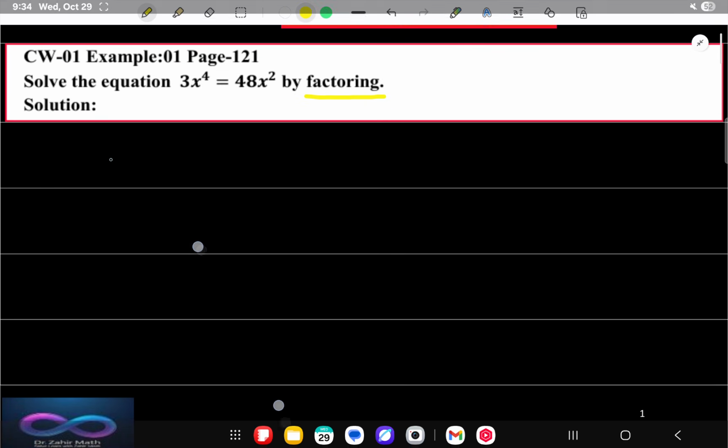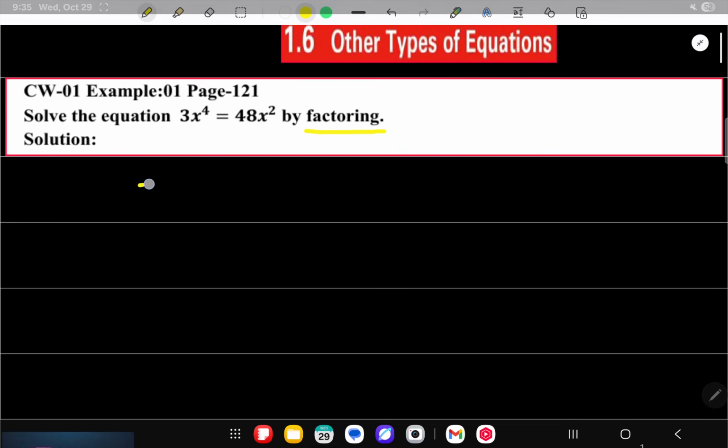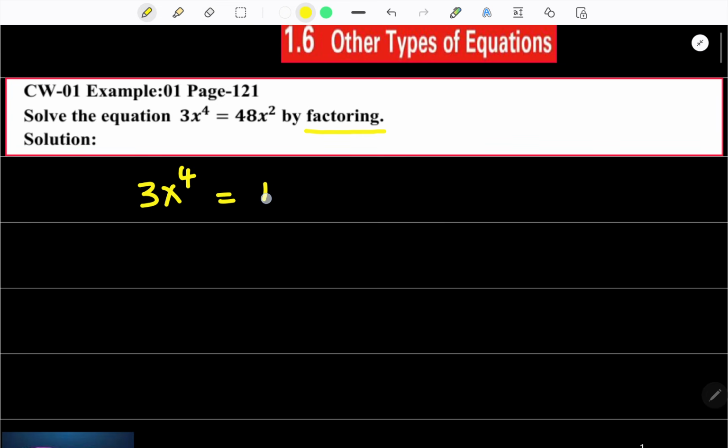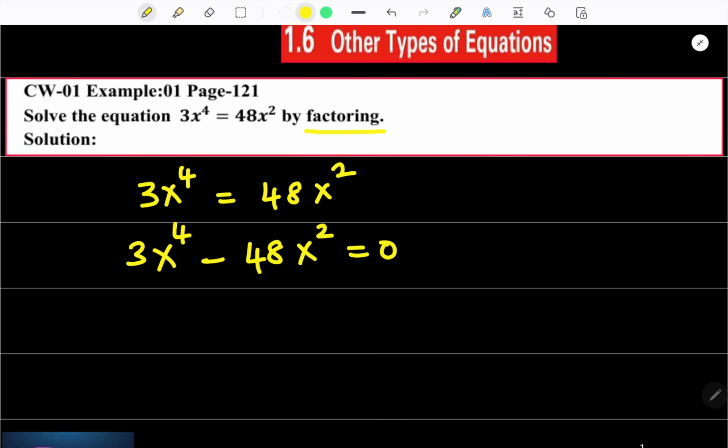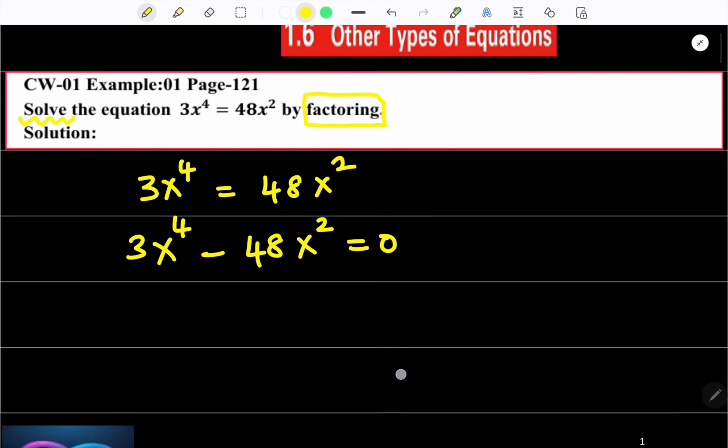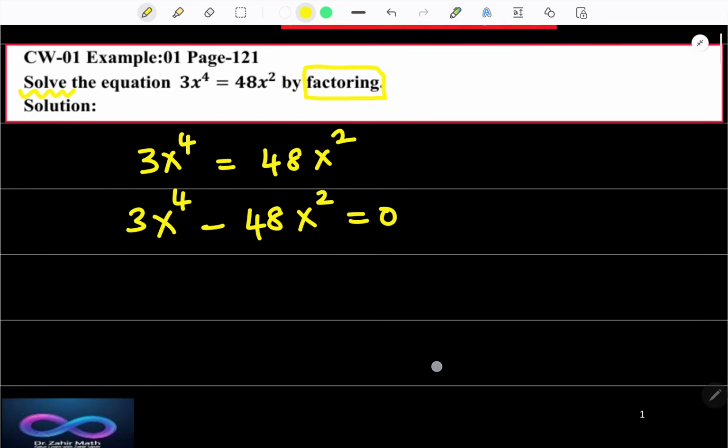Solve the equation 3x power 4 equals 48x square. I'm going to write this as 3x power 4 minus 48x square equal to 0. They mention factoring and they mention solve. Factoring in the sense, in Arabic, amal mushtarak.